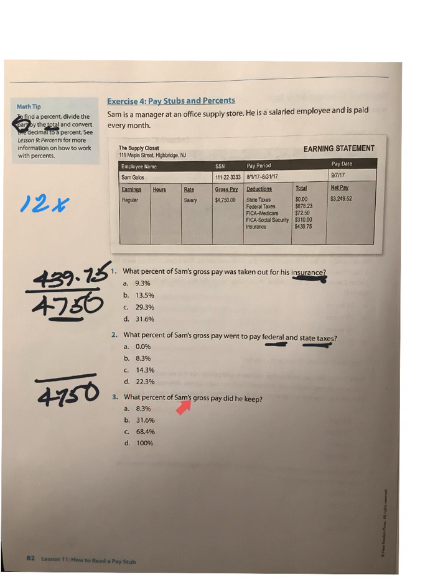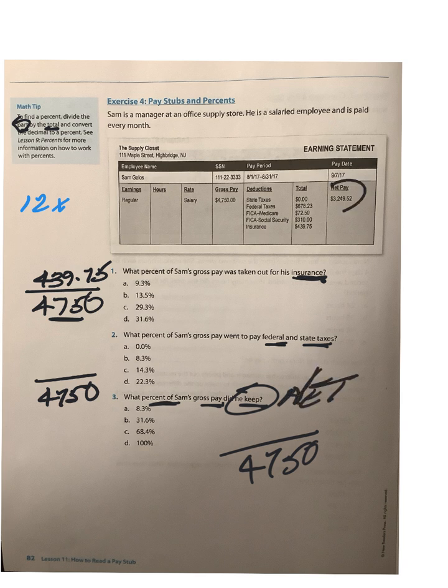What percent of Sam's gross pay did he keep? Okay, so the total and the part. The part is what he kept, remember, that is called net. So his net pay was right there. That's the part, and that's the whole. 3249.52 is the part. So go ahead and answer number 3 there.